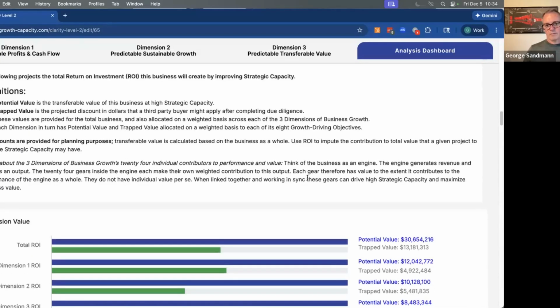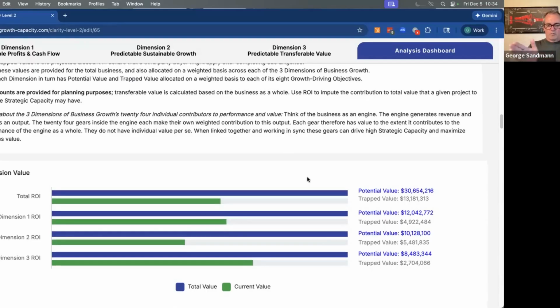When I scroll down here, now there's a fork in the road. Preparing to sell, there are 3 use cases, right? There are 3 dimensions: make my business easier to run, help me grow this thing, or help me maximize the transferable value. Help me prepare to sell.